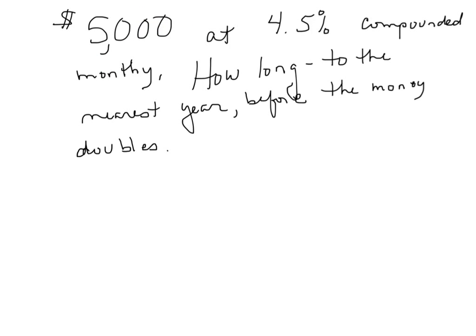So here's a typical application problem. It's a compound interest problem. If we take $5,000 at 4.5%, compounded monthly, how long to the nearest year before the money doubles? That should be a question, right?